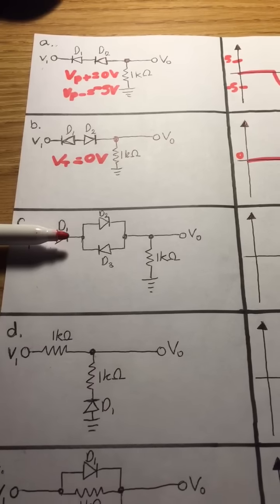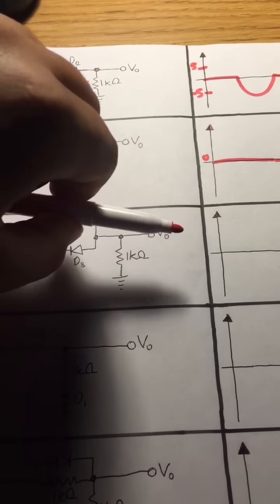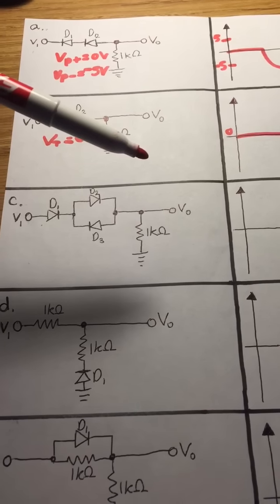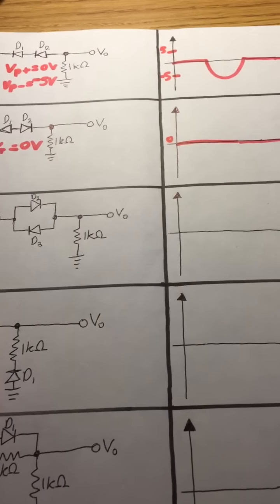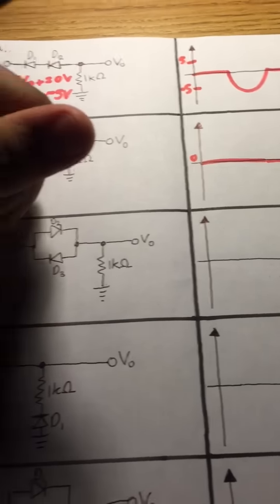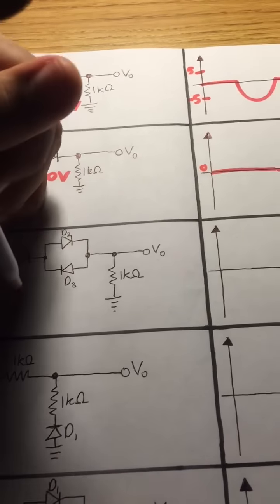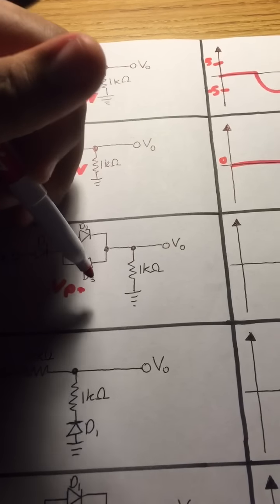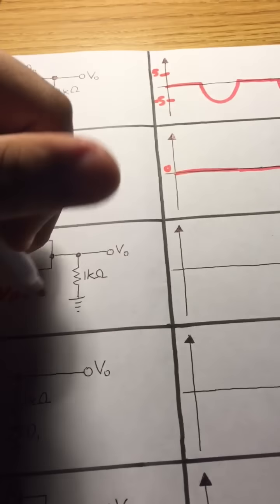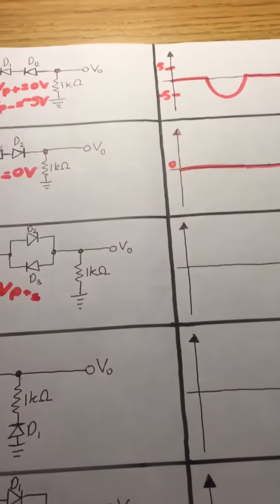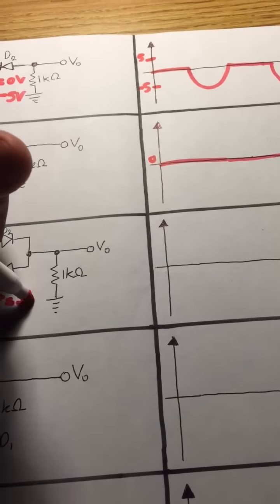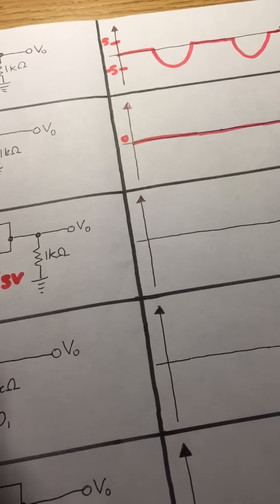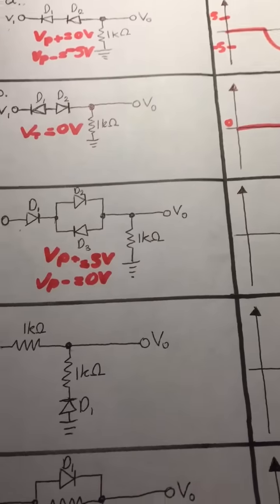Okay, now for part C, if we look at this, we can see that positive voltage will go up through here, up and around. Negative voltage looks like it's going to get stopped. So once again, we'll just say voltage positive equals 5 volts, while negative voltage will be 0 volts.